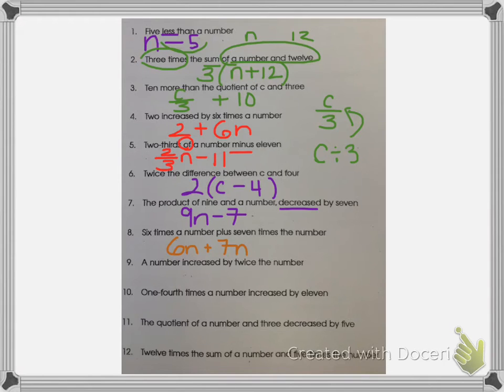Okay, a number increased by twice the number, similar to the one above it. Well, it's a number, so it could be n, x, b, c, k. Which would you like? We've done n a lot. Let's do something different. Let's do a k.